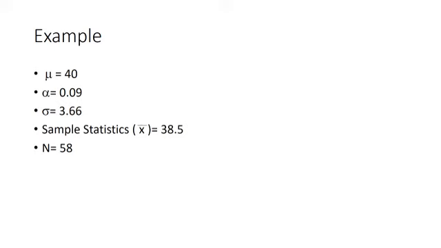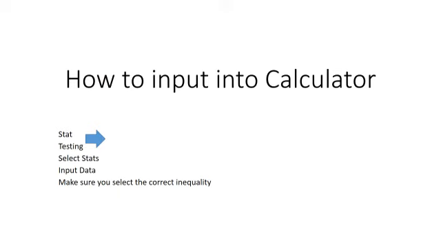Now let's look at the steps of how to input it into the calculator. First, you will hit your Stat key, then right arrow key, go to Testing. Make sure that it's not on Data but on the Stats. Then input your data accordingly. You also have to make sure that you select the correct inequalities such as left tail, right tail, or two tail. Now let's input the data.